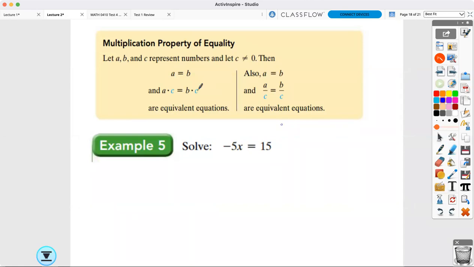18, multiplication property of equality. I'm gonna go ahead and give you guys 3 minutes to copy out the property and example 5, okay? And then I'll begin working it out.